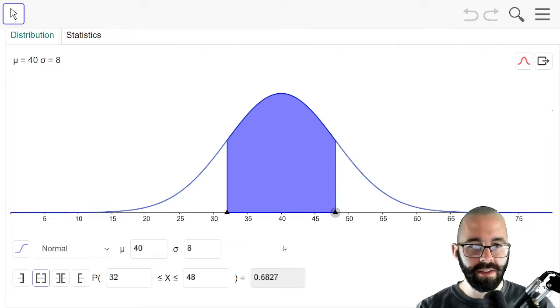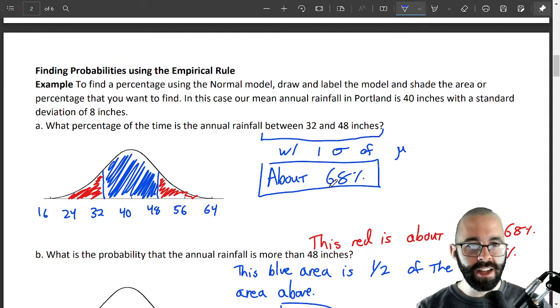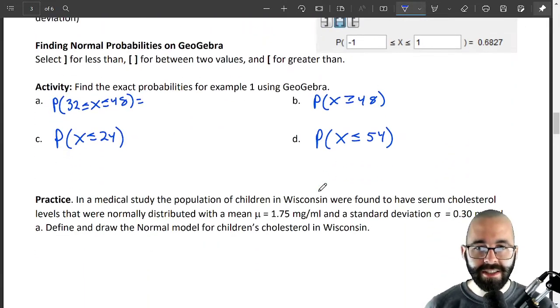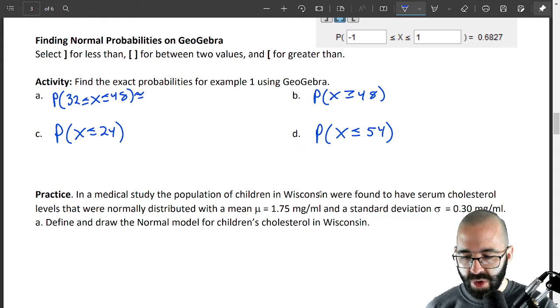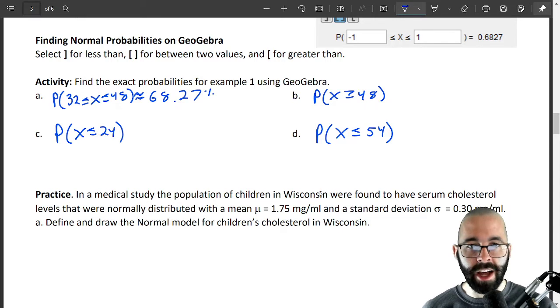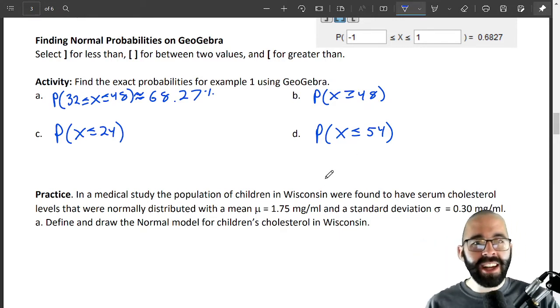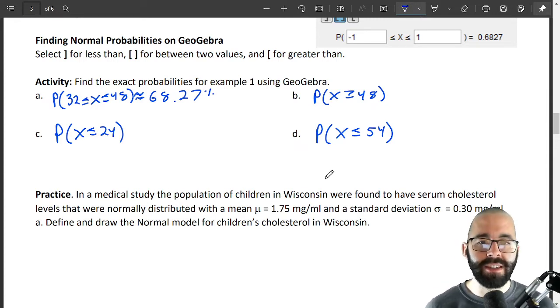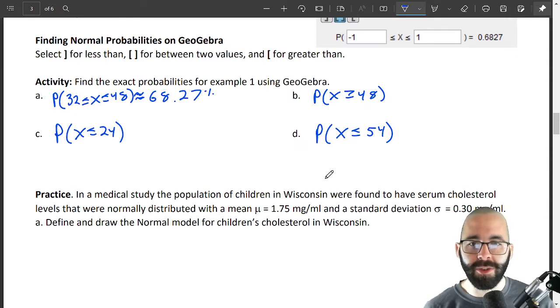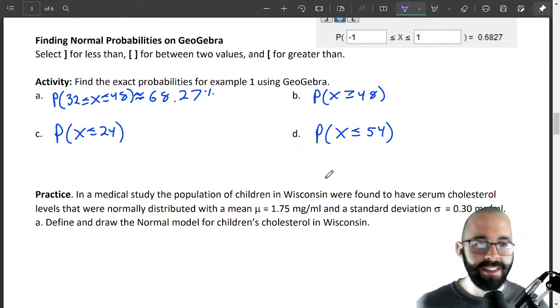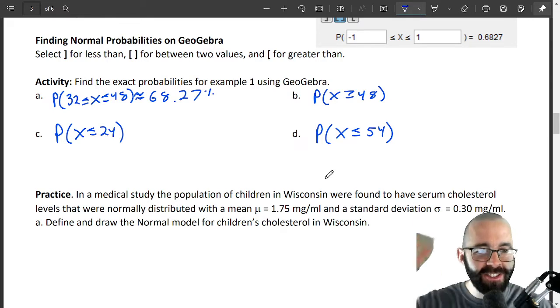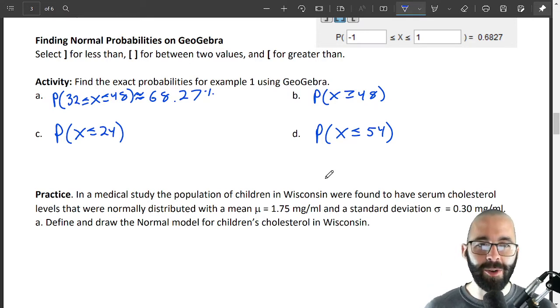Oh, okay, great. That's 68.27, or approximately 68.27%. That's really close to the empirical rule. What a great rule. We estimated 68%. Well, if we use a calculator, it's 68.27%. Oh, what a great rule. Empirical rule. Good rule. The 68, 95, 99.7% rule. What a great rule.